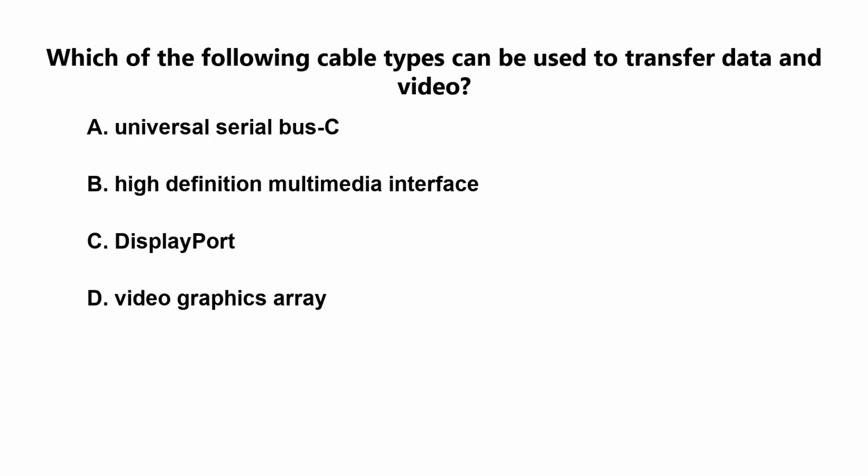Question 2. Which of the following cable types can be used to transfer data and video? Option A. Universal Serial Bus C. Option B. High Definition Multimedia Interface. Option C. DisplayPort. Option D. Video Graphics Array. The correct answer is option A, Universal Serial Bus C.